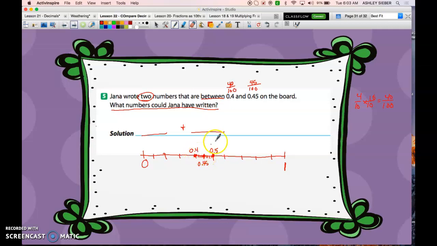So you could have written any 2 numbers, but it could have been 41 hundredths. It could have been 42 hundredths. It could have been 43 hundredths. It could have been 44 hundredths. Could it be 40 hundredths? No, because it has to be between 40 hundredths and 45 hundredths. Could it have been 45 hundredths? No, because again, it has to be between these. It couldn't have been anything in the 30s or anything in the 50s. Okay, so 2 of those numbers should be on your paper.